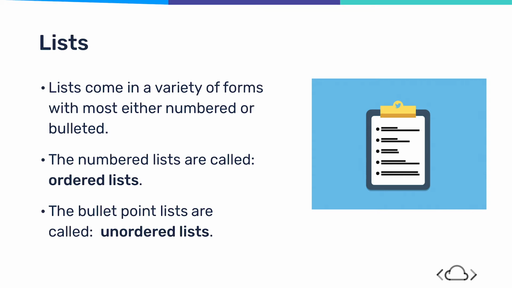Before we move into code, we should break down the types of lists. Lists come in two flavors, numbered and bulleted. Numbered lists are called ordered lists because there is an order to them. 1, 2, 3, and so on. They're very useful, but aren't found often on the web. An example of when we use a numbered list is when we want to write a step-by-step guide.